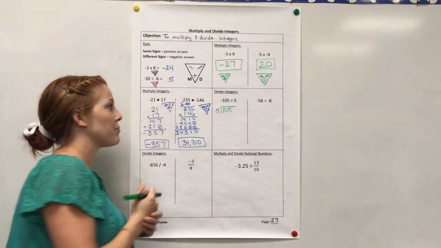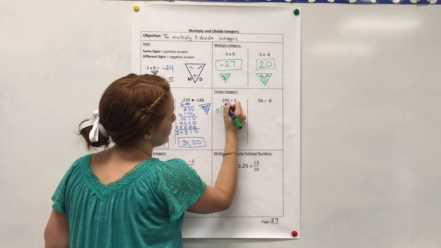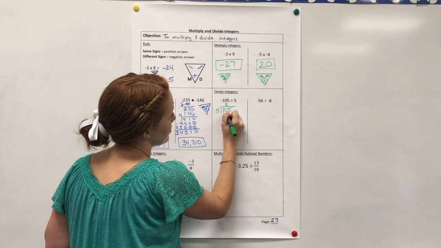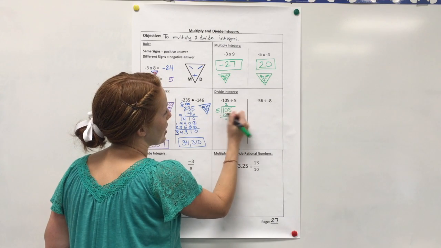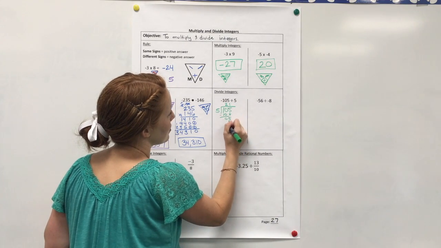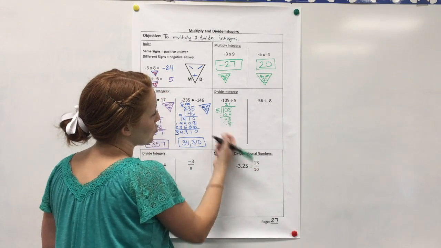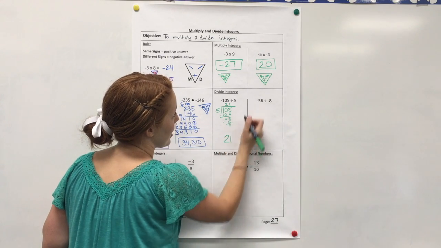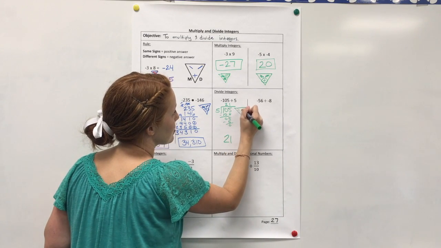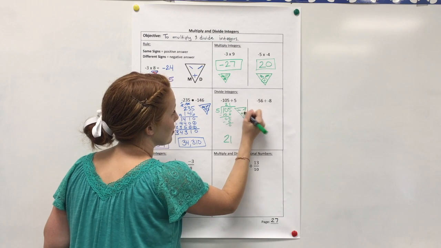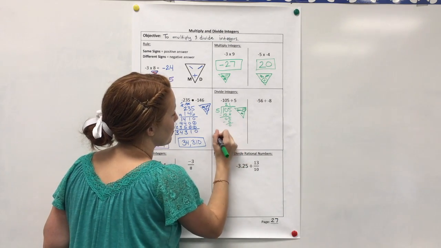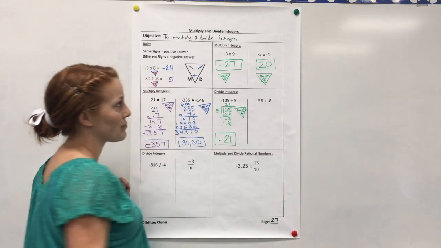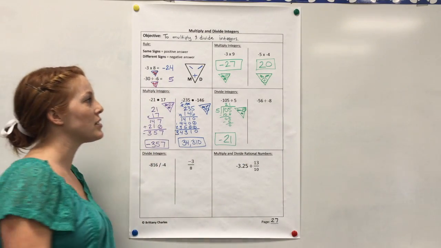Okay, let's see how you did. 5 goes into 10 twice. Bring down the 5. 5 goes into 5 once. So 21. And let's do mad face. Negative, positive, so negative 21. All right, and the next one.